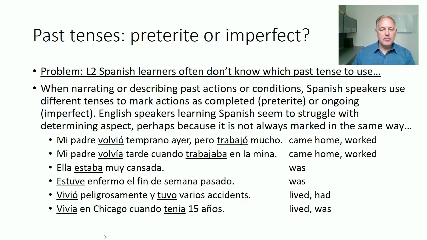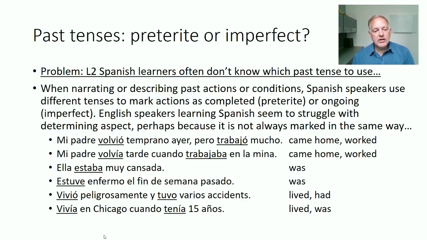In English, both, right, volvió and volvía are represented by the simple past, came home, or what looks like the simple past, right? We also have aspect in the past in English, so one of them technically is preterite and one of them is imperfect, right? But the forms are the same, and that's where the confusion comes from, right? So trabajó, trabajaba. In English, they're both worked in this particular sentence, right? English has other ways of marking this, such as saying something like was working or used to work, right?